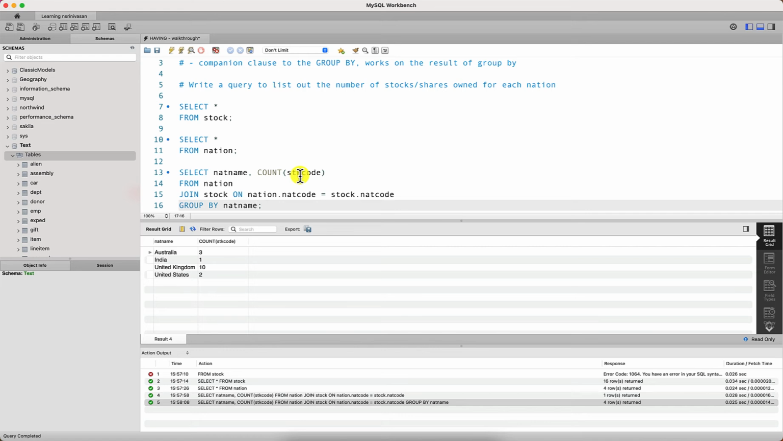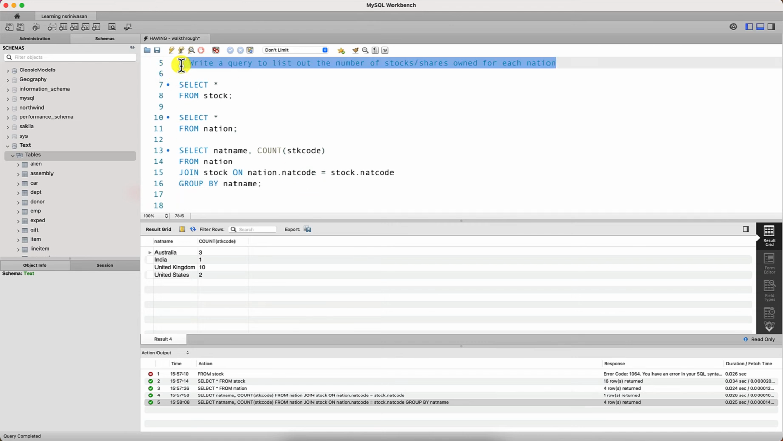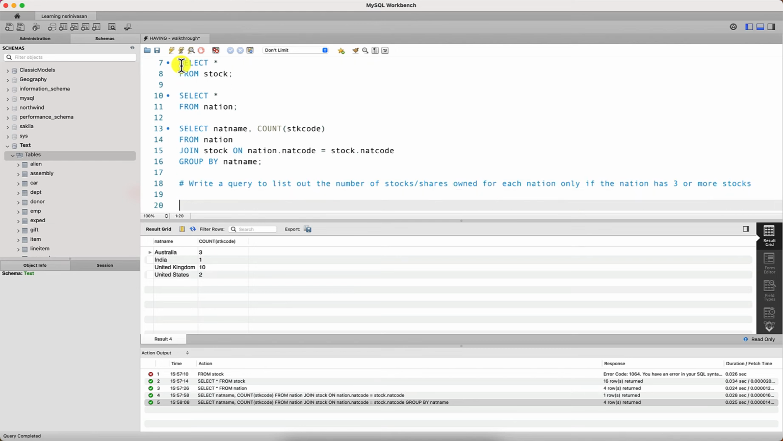The group by clause allows me to aggregate for each nation name the number of stocks owned by the nation. Now, while this answers the question, let's think of a slightly different query. Let's think of a twist in the above query. And let's say the twist is this. What if the question was, write a query to list out the number of stocks owned for each nation, the query below, only if the nation has, let's say, 3 or more stocks, right? The nation needs to have 3 or more stocks.